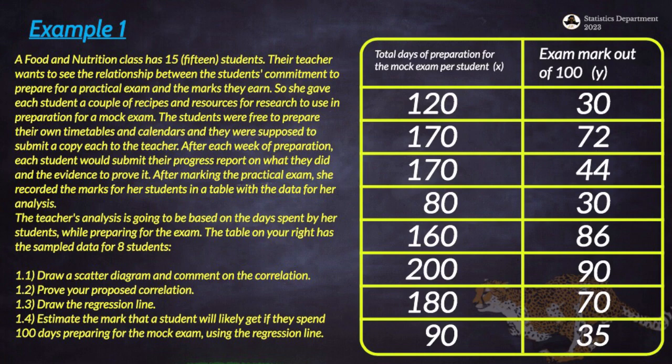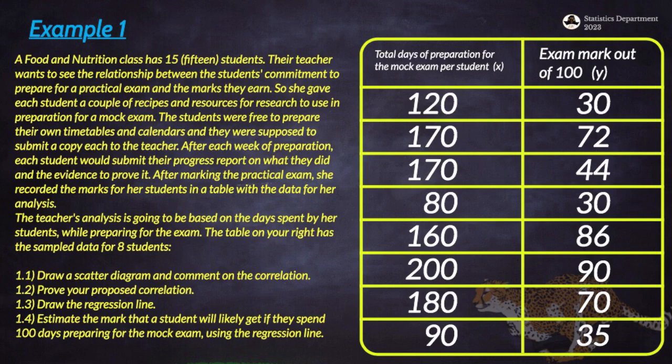Okay, so just read through the summary of the situation that we're dealing with in this example, and then I'll read the questions. Draw a scatter diagram and comment on the correlation. That's the first thing. So we have that table, which are the results of a certain class. Just 8 results were sampled and compared with the time or the period that each student decided to spend whilst preparing for the exam. That's basically the idea behind it. So that's what we're trying to investigate. What's the relationship between the time spent whilst preparing for the exam and the mark they have received?